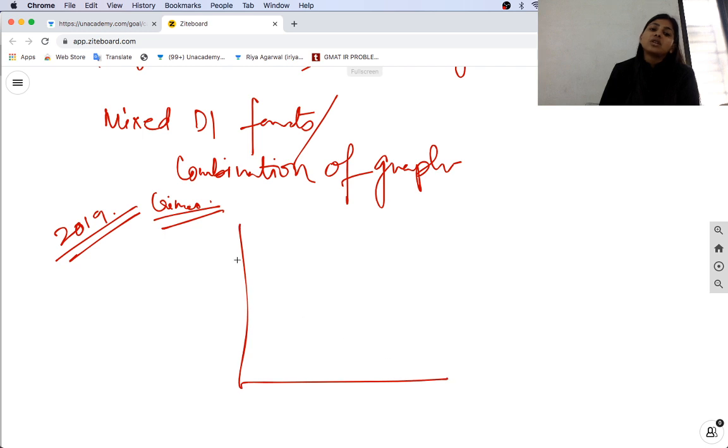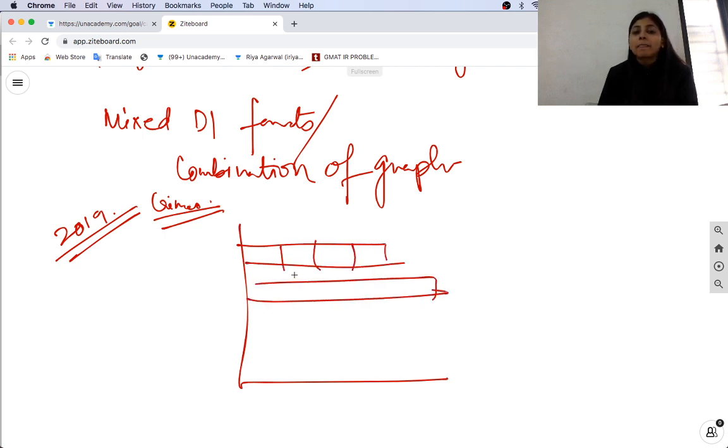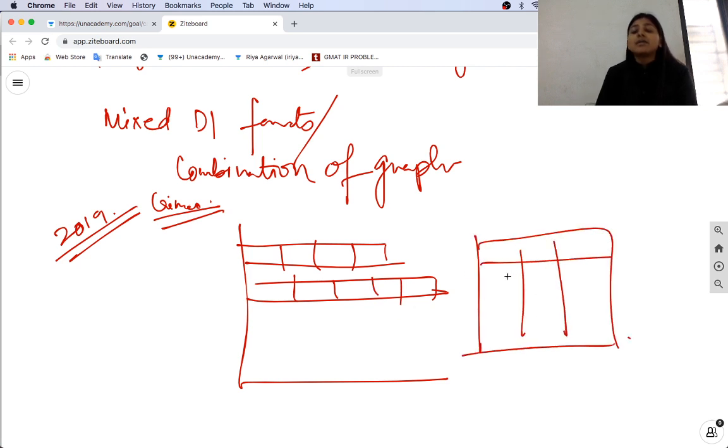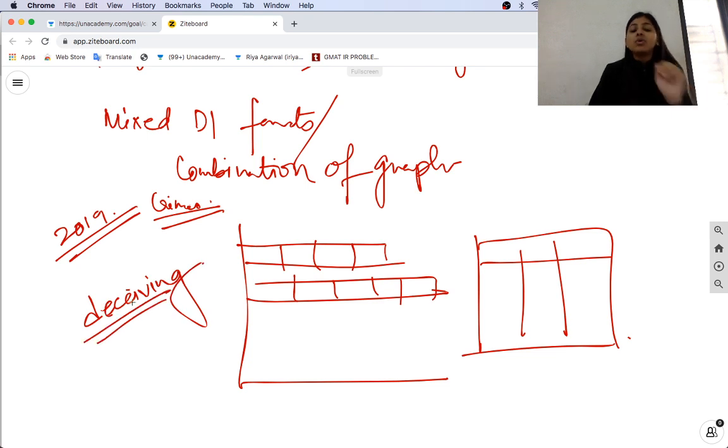There they have used a horizontal stacked bar chart and a table. And if you look at the diagram, the question would appear very tough, as DI is. What is DI? DI is deceiving. So if you look at the diagram, if you look at the question, it will appear as a very, very tough question with a lot of data.